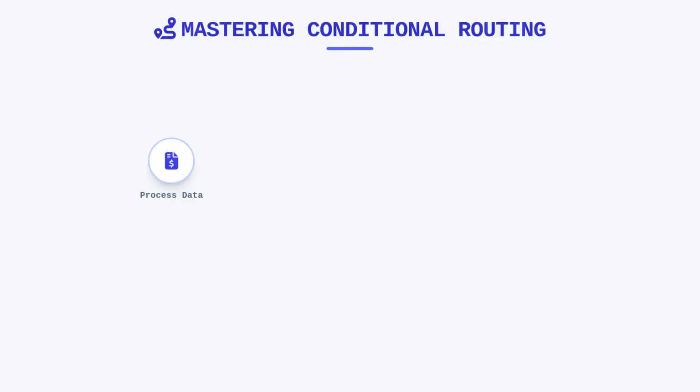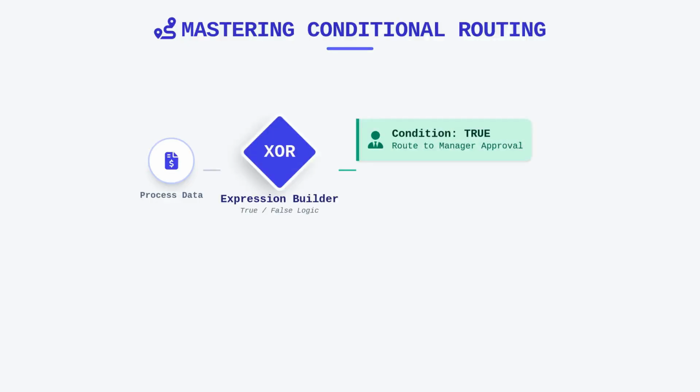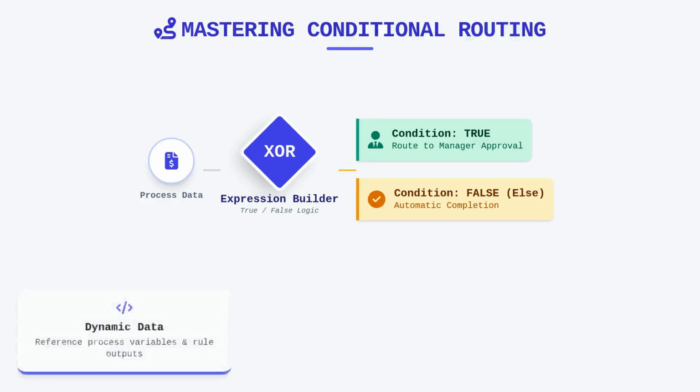For instance, if you're routing an expense approval process, you might use an XOR gateway to send a request to a manager if the total exceeds a certain amount, while automatically completing the task if it falls below that threshold. The expression builder allows you to reference process variables and rule outputs, creating a dynamic environment where the flow of work adapts to the data currently being processed.